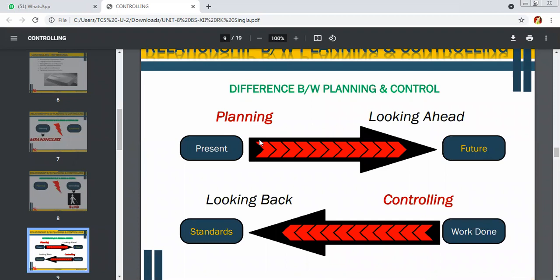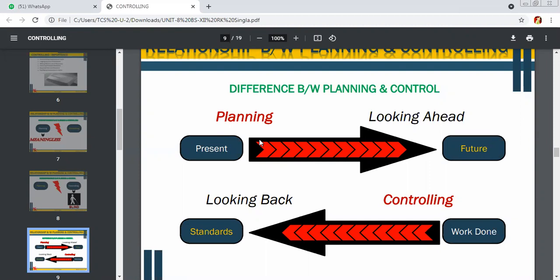If we talk about the difference between planning and controlling, see, planning is looking ahead. When we are living in the present, we look into the future. What is planning? Planning means to forecast. Planning means to look into the future. Planning states what is to be done, by whom it is to be done, what is the aim of the organization, how it is to be done. So many things are done under planning only. Planning is in the present and it always looks ahead to the future.